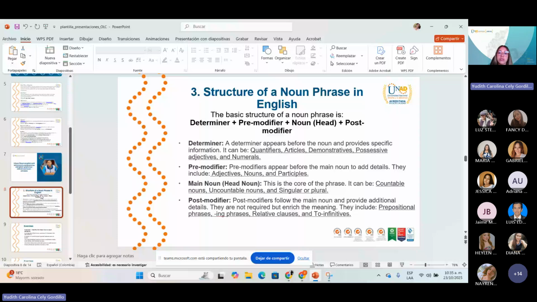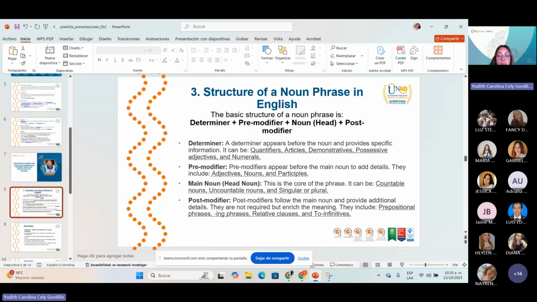You are going to include adjectives, nouns, participles, all those words that modify before the main noun. The main noun, this is the head noun. This is the main thing in the statement. This is the core of the phrase. For example, the countable noun, uncountable noun, this word is singular, those words plural. All the nouns connect with this.